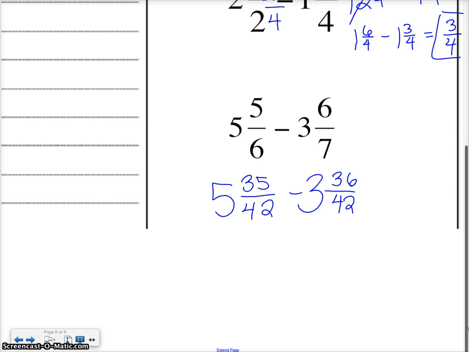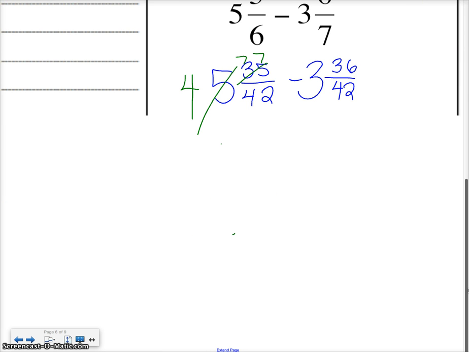So now you gotta subtract the numerators. Can I take 36 away from 35? No. And I can borrow, so I have to borrow. So I'm saying, hey, 5, give me a whole. Okay. How many parts to my whole? 42 parts. And I have 35. So now all the parts I have is 77? 77 parts. My goodness. So now I have 4 and 77 over 42 minus 3 and 36 over 42.